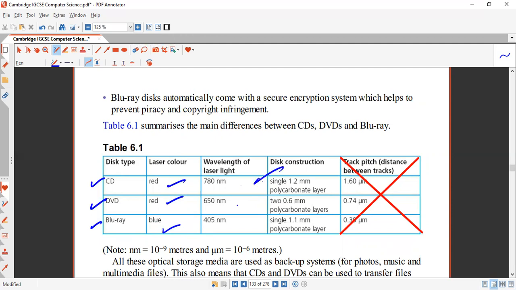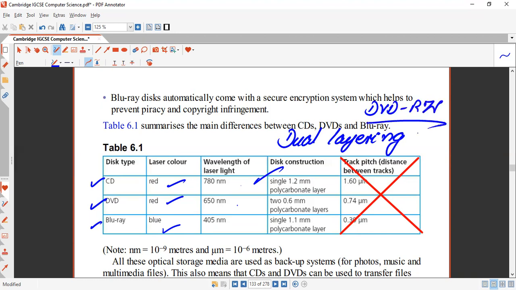CDs have a single polycarbonate layer, 1.2 millimeter, but DVDs have two layers. What do we call it? Dual layering. That's the reason that DVD-RW, read-write, may perform the read and the write functions simultaneously.